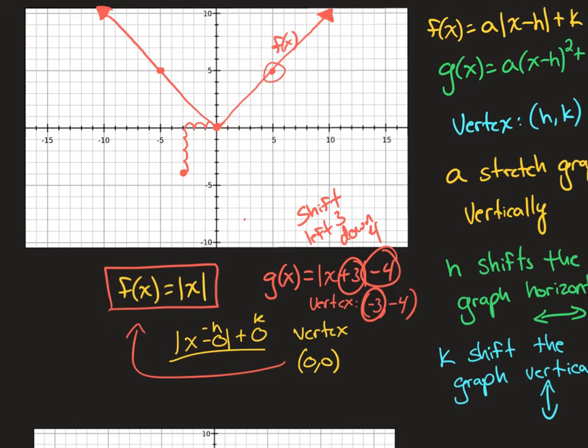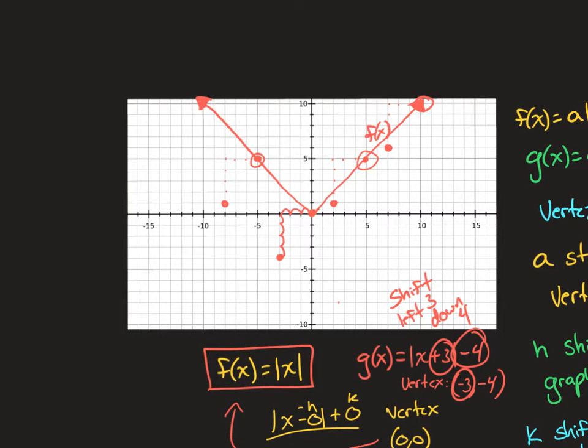So this one right here would go left 1, 2, 3 and down 1, 2, 3, 4. It would be right here. This one, it'd go left 1, 2, 3 and down 1, 2, 3, 4. It would be right here. 10, 10 goes left 1, 2, 3 and down 1, 2, 3, 4. It'd be right here. And similarly, negative 10, 10 would end up right here. And so the graph we get now looks just like this.